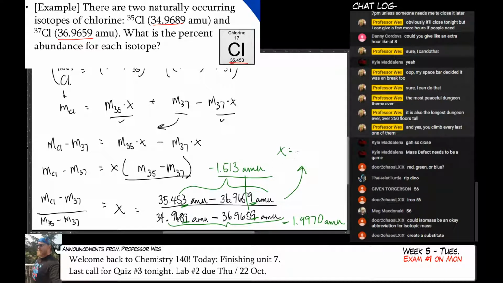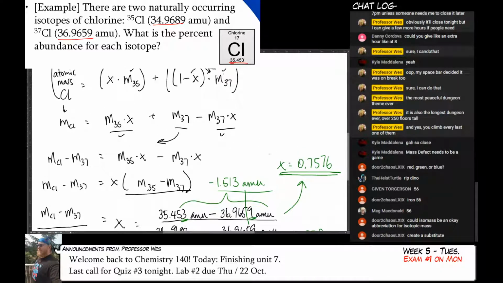And when you're done, you should get 0.7576 for the percent amount of isotope chlorine 35. So if X is equal to 0.7576, then Y must be 1 minus X, which would be 0.2424.